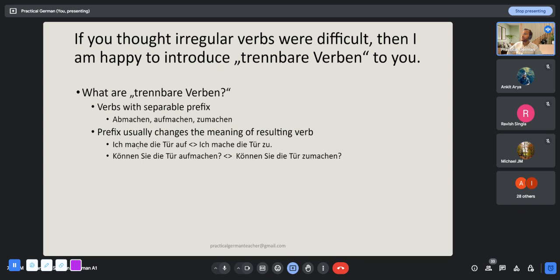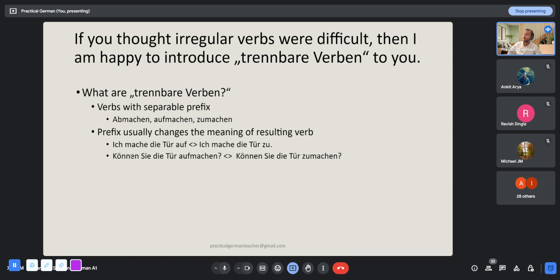So, ich mache die Tür auf. So here, if you notice, the auf is no more with the verb. Auf is somewhere else. Same example over here. Similar example here. Ich mache die Tür zu. The verb is zumachen, but I don't keep zu with mache. Normally I should say ich zumache die Tür, but that's wrong. So you have to place the prefix somewhere else.